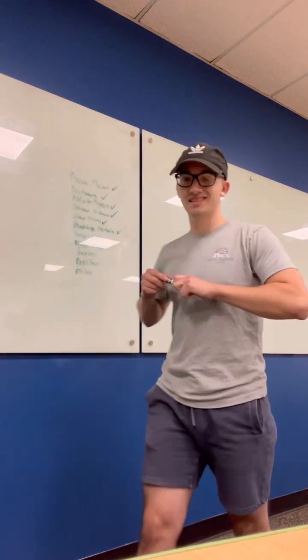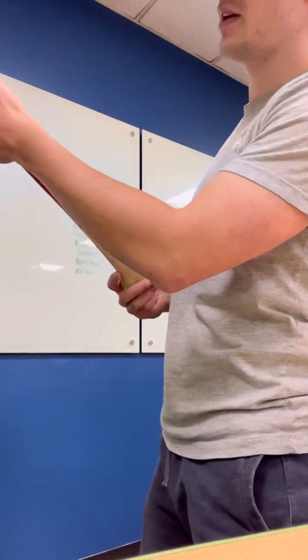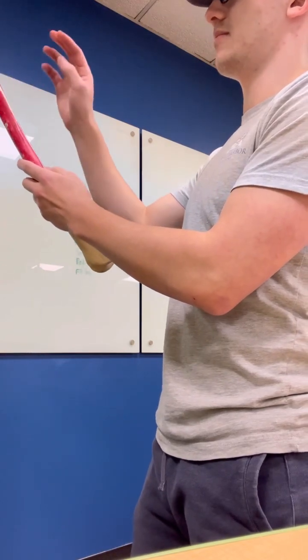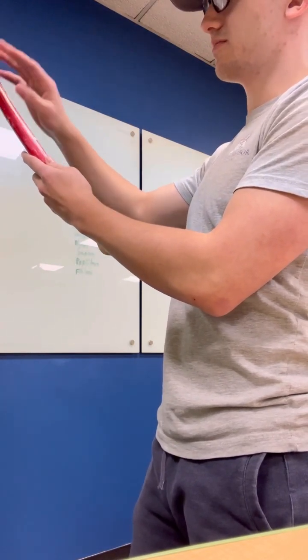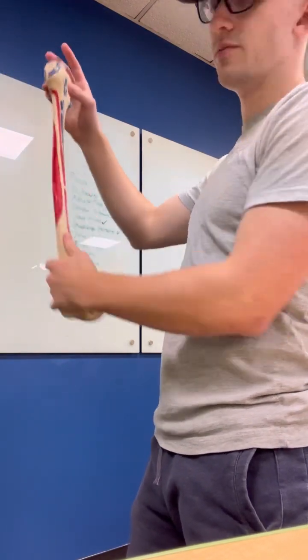For the vastus lateralis, the origin is right here on the femur. It's the linea aspera, the lateral lip of the linea aspera of the femur.